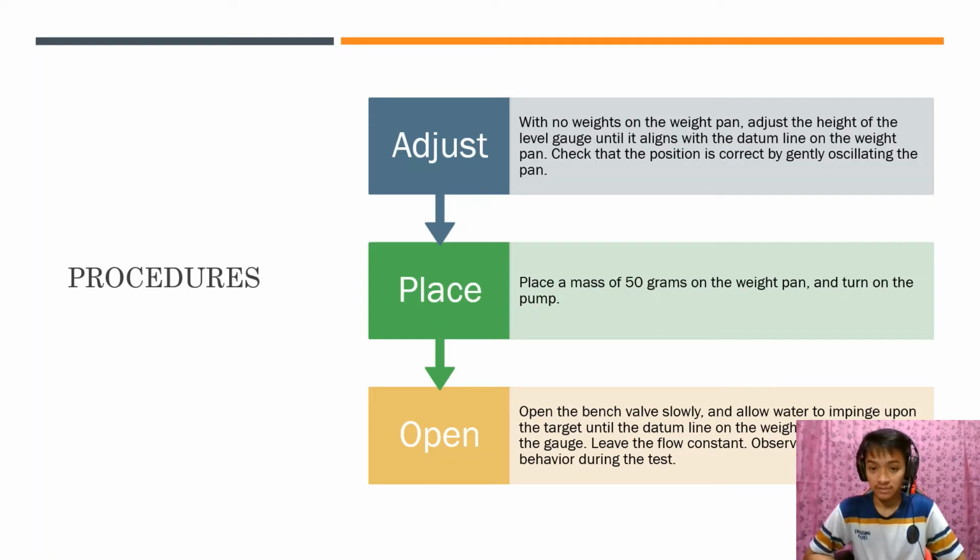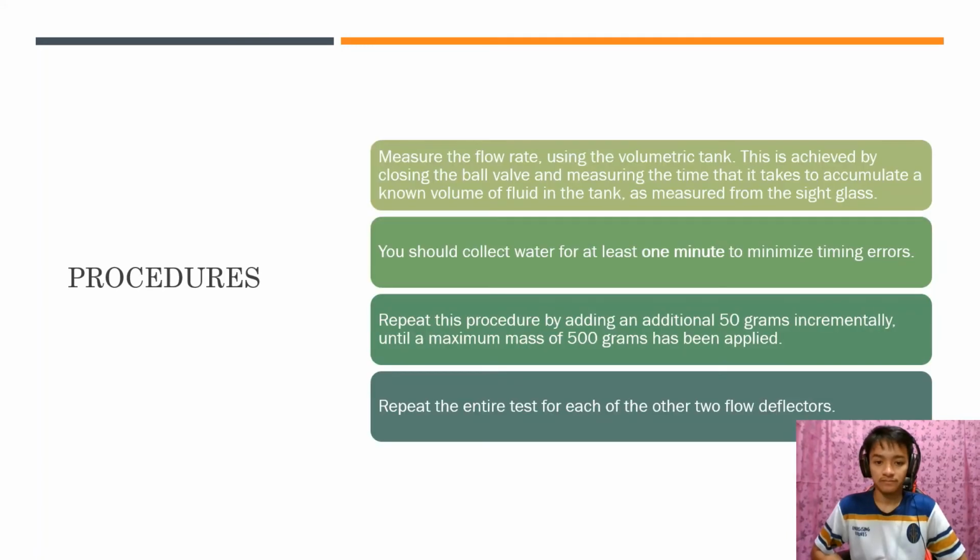Leave the flow constant. Then, observe and note the flow behavior during the test. Measure the flow rate using the volumetric tank. This is achieved by closing the ball valve and measuring the time that it takes to accumulate a known volume of fluid in the tank as measured from the side glass. But remember that you should collect water for at least 1 minute to minimize timing errors. Repeat this procedure by adding an additional 50 grams incrementally until a maximum mass of 500 grams has been applied. Then, repeat the entire test for each of the other two flow deflectors.